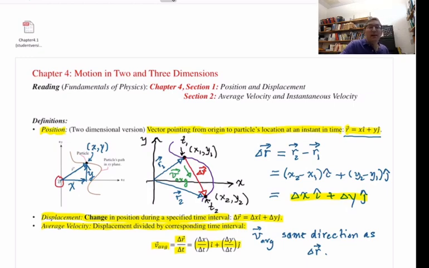Okay, so now we have position, displacement, and average velocity in 2 dimensions. Ready to go on? Next thing we did in Chapter 2, after average velocity, we defined instantaneous velocity. So let's do that now.